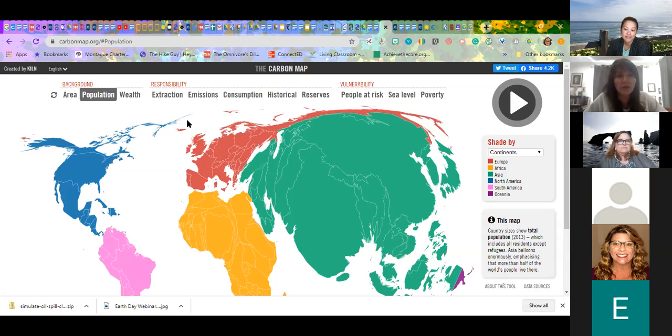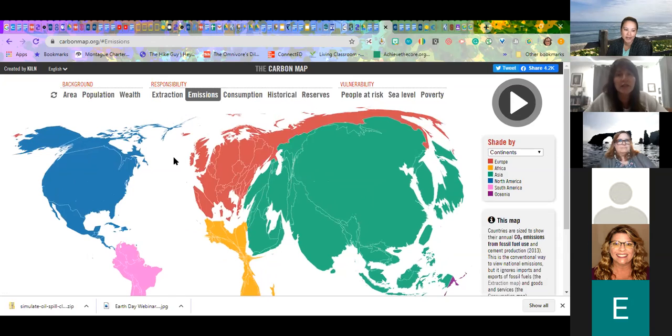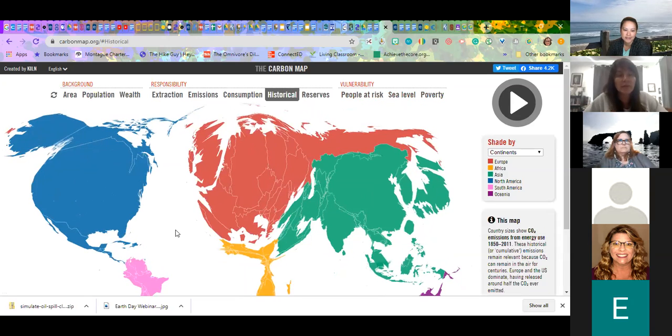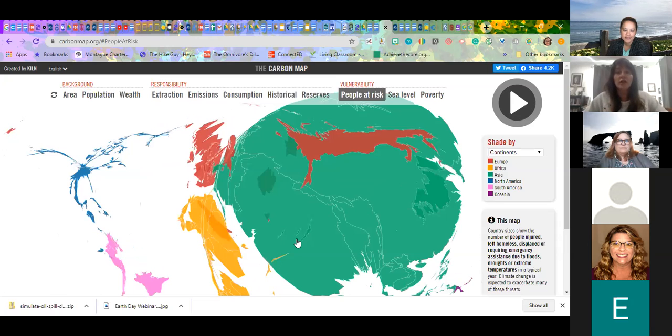If you go to emissions, for example, then it shifts. I think historical is another one that's interesting to look at. And then people at risk. So I thought it was different. I thought it would be something that was really engaging for the students to interact with.